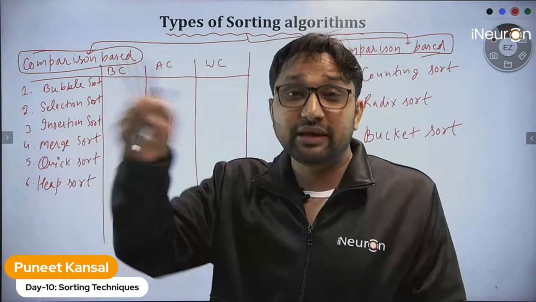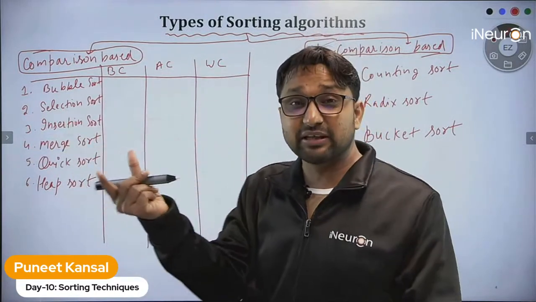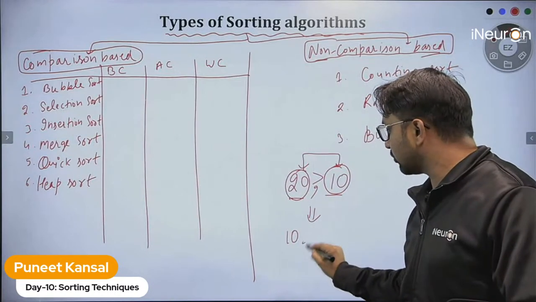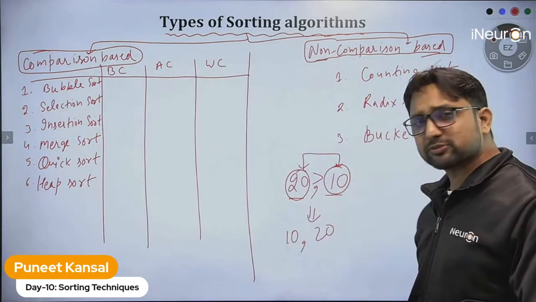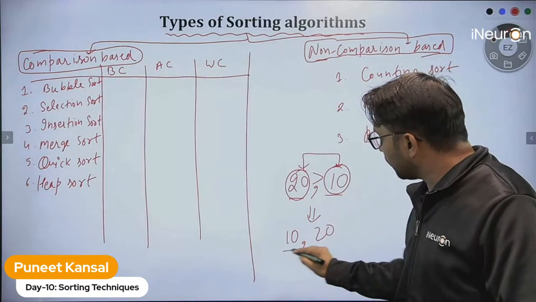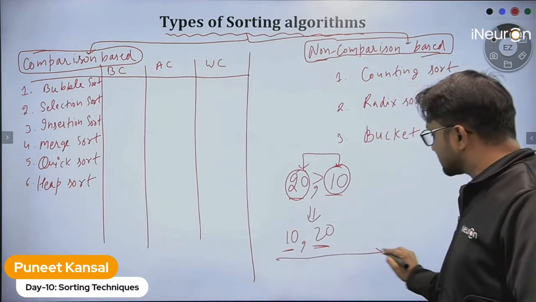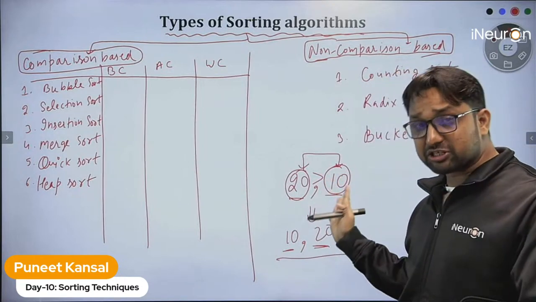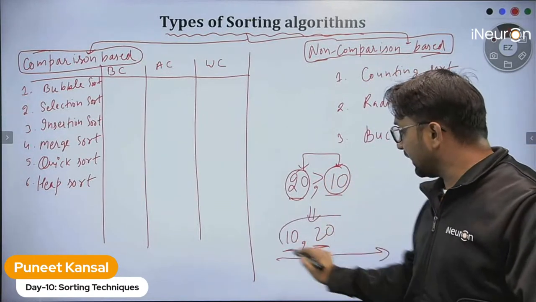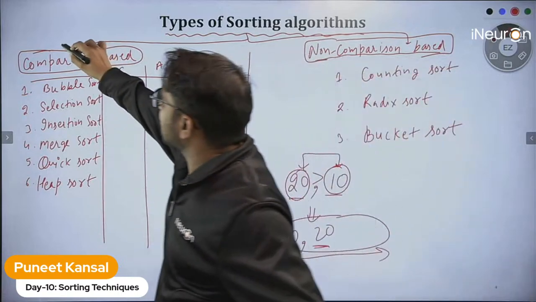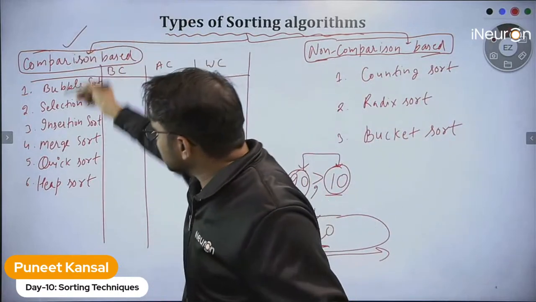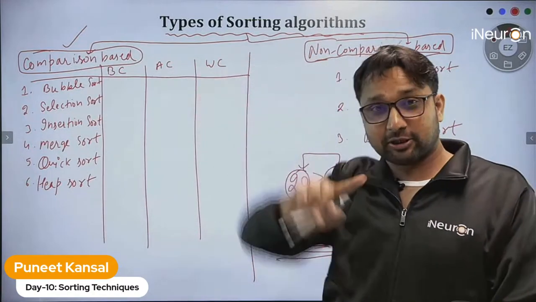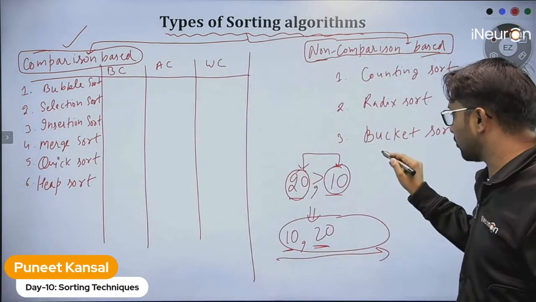So if you are comparing the numbers with each other for sorting, let's suppose we are sorting in increasing order, you compare them, which one is smaller, which one is greater, and then you put them in a series, in a sorted manner. That means you are using a comparison based sorting algorithm. These sorting algorithms will compare the numbers with each other.